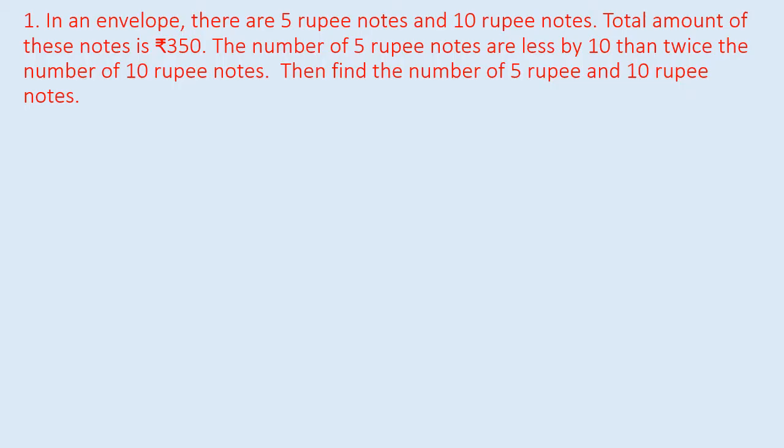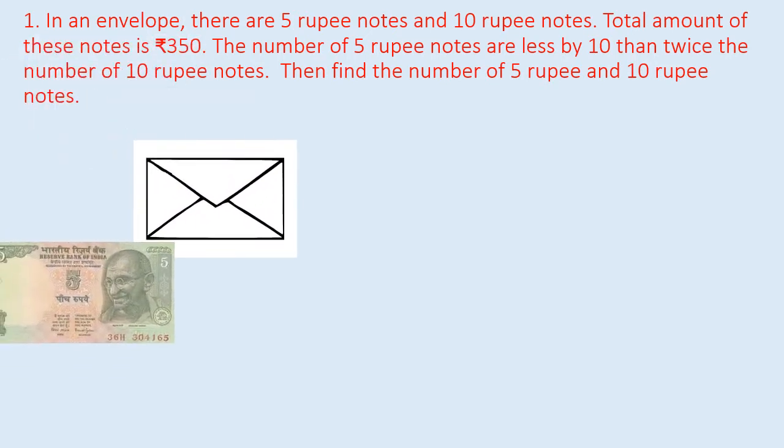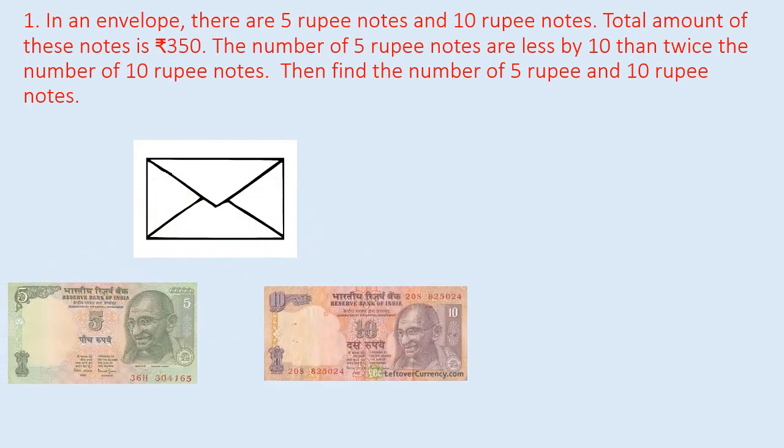So let us proceed. In an envelope, there are 5 rupee notes and 10 rupee notes. The total amount of these notes is 350 rupees. So in that envelope, we have a total of 350 rupees. Now we don't know how many 5 rupee notes there are and how many 10 rupee notes there are.